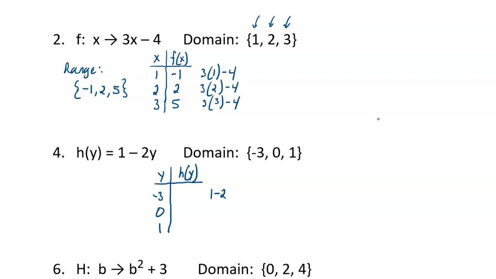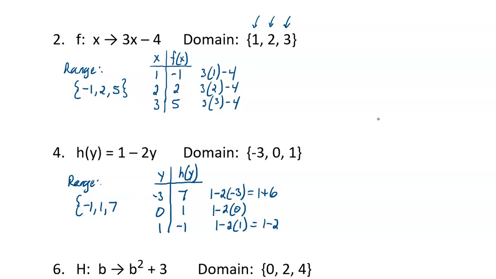1 minus 2 times negative 3. This makes 1 plus 6, which is 7. Now, 1 minus 2 times 0. That makes 1. 1 minus 2 times 1. This is 1 take away 2, which is negative 1. That list of outputs is the range. So the range is the set containing the numbers negative 1, 1, and 7.